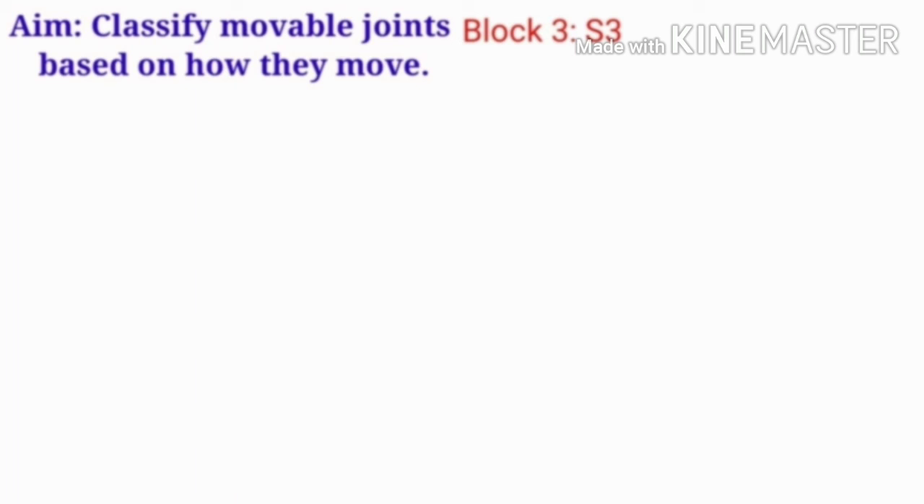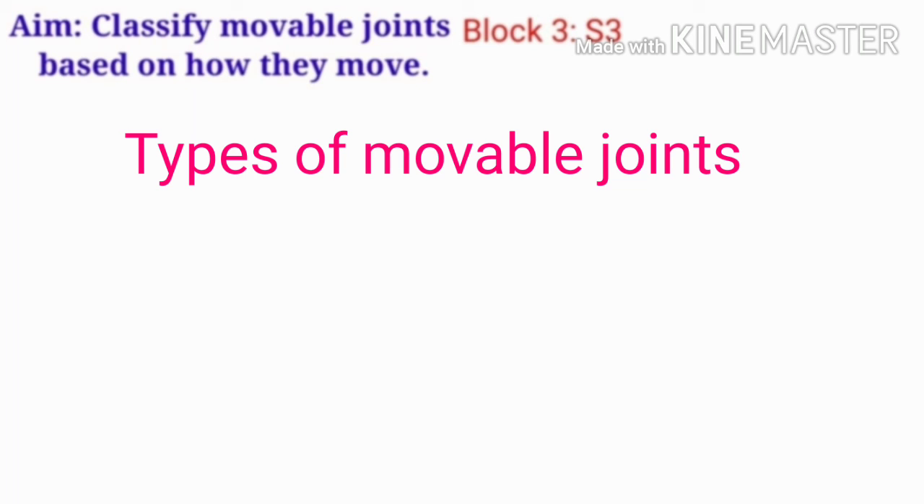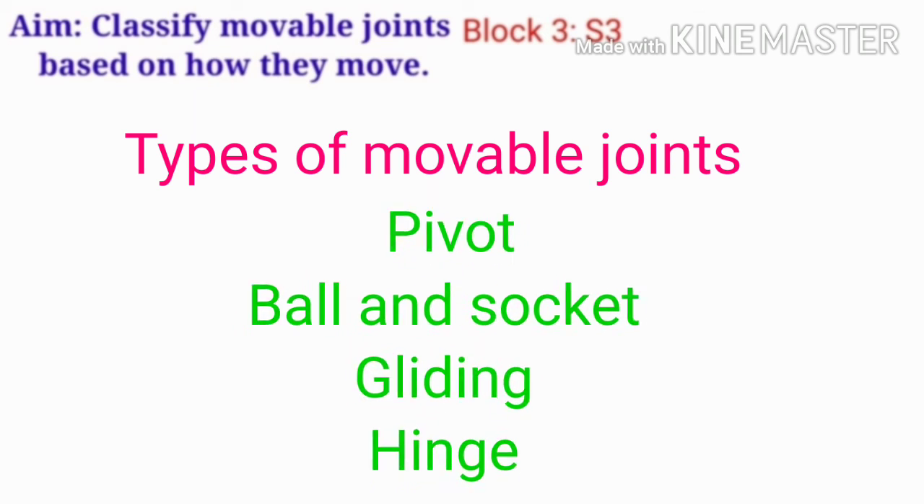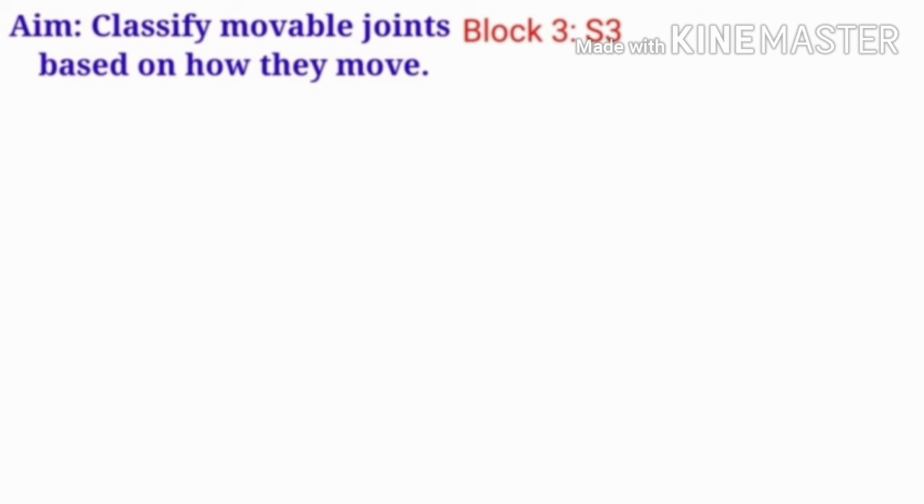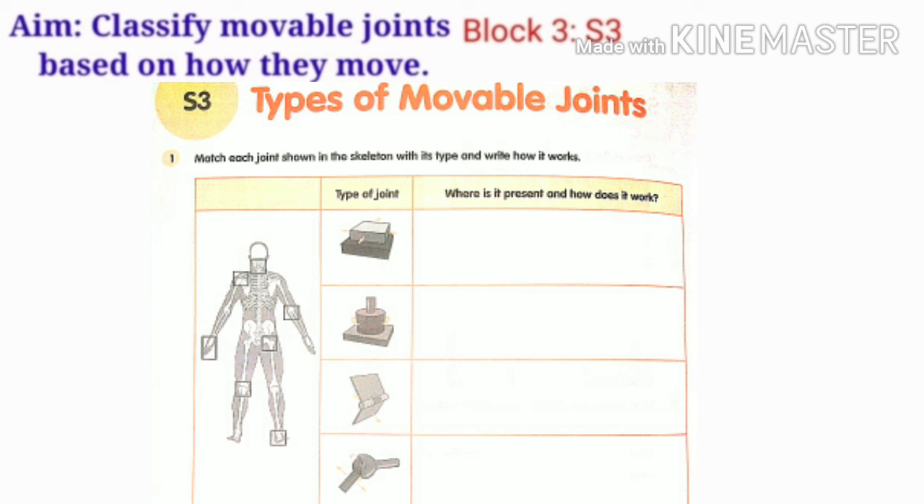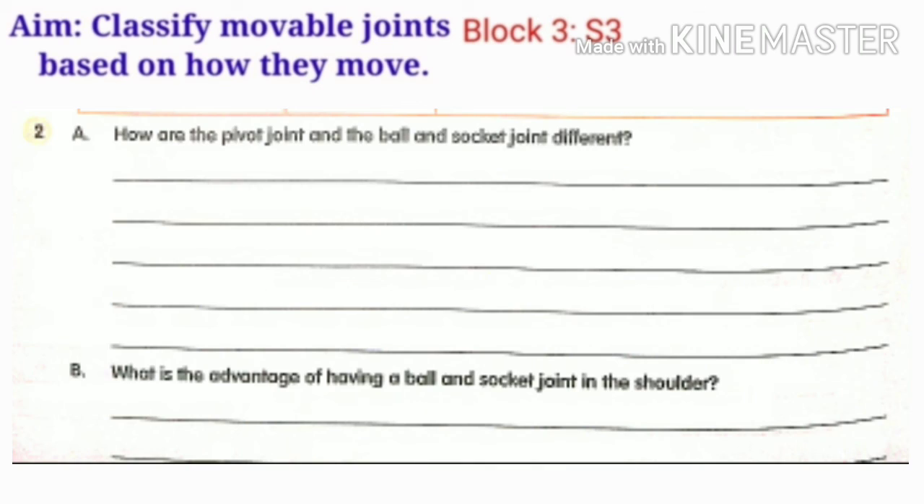So today we learned types of movable joints, that is pivot, ball and socket, gliding and hinge joints. Now I want all of you to open your S3 of page number 24 and read the questions twice and then you answer.